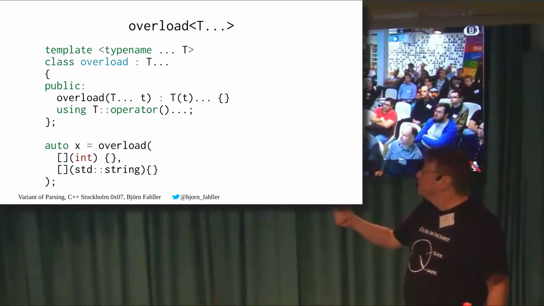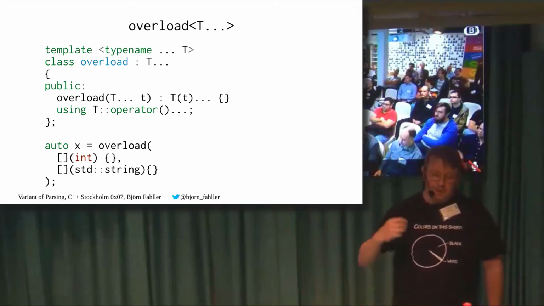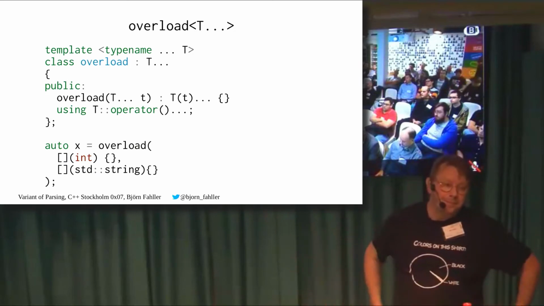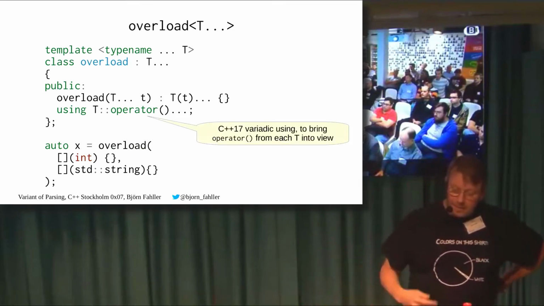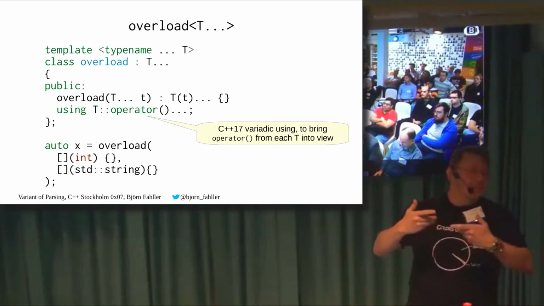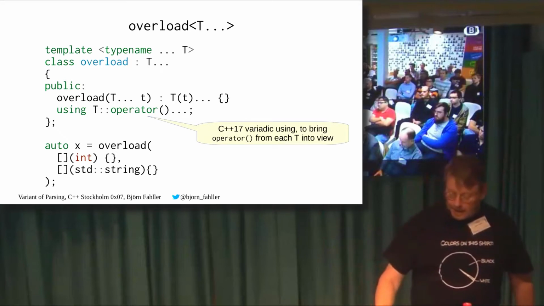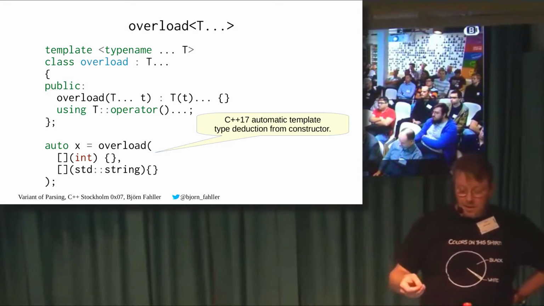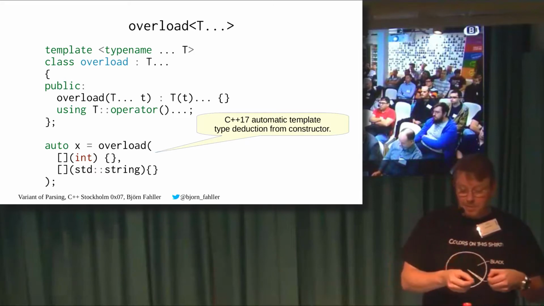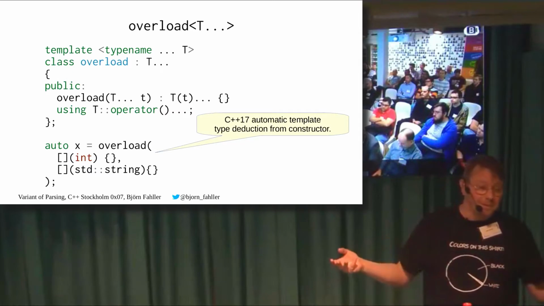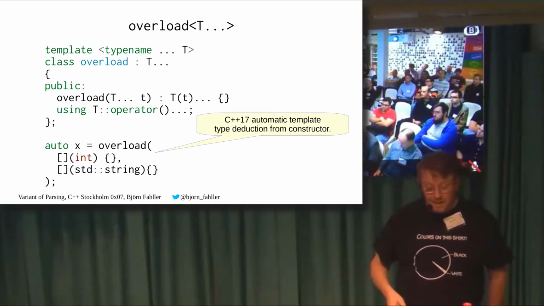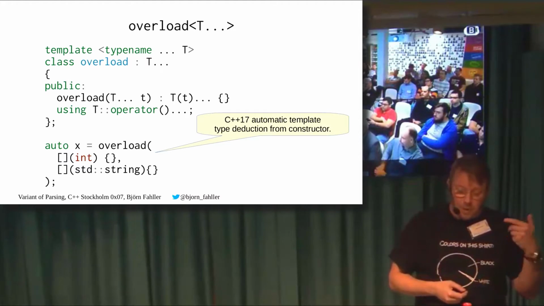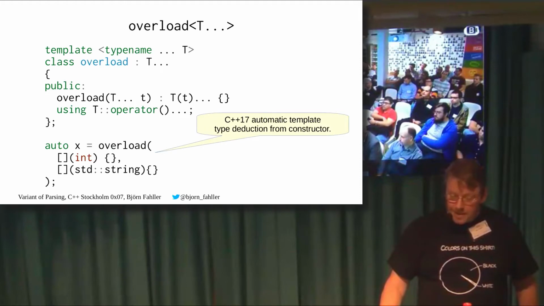I have a class template overload that takes a plethora of template arguments that it uses as its bases. The constructor just forwards whatever it gets into its base classes. And then we use C++17 variadic using to bring these function call operators into view so they are available. Another C++17 feature is that if you construct a class template and the template parameters are deducible from the types of the constructor call, then you don't have to state them. It's deduced automatically. So in this case, x is an overload of two function calls, one with int and one with string. So that is neat.